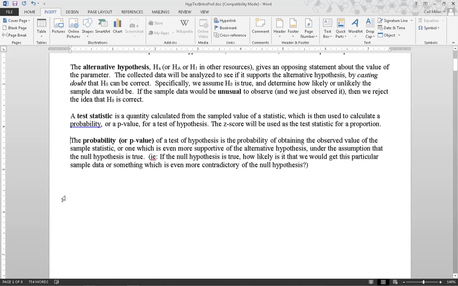Now, the probability or p-value of a test of hypothesis is the probability of obtaining the observed value of your sample statistic, or one which is even more supportive of the alternative hypothesis, under the assumption or believing that the null hypothesis really is true. In other words, if the null hypothesis is true, how likely is it that we would get this particular sample data, or something which is even more contradictory of the null hypothesis?